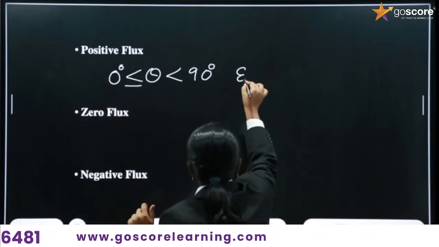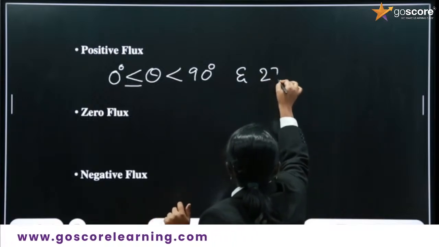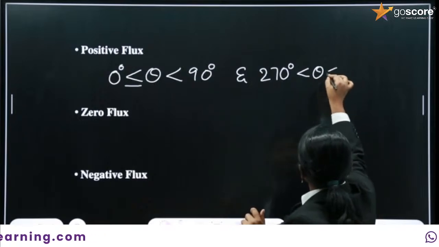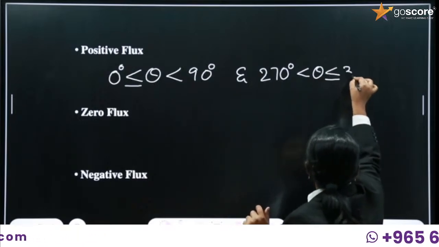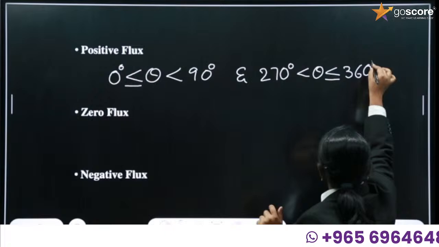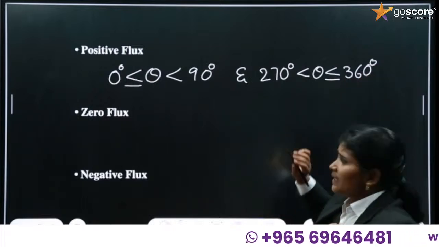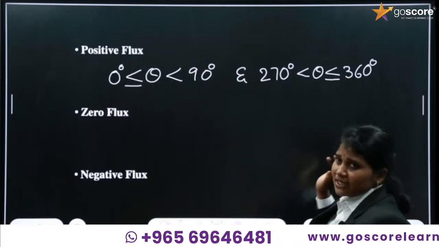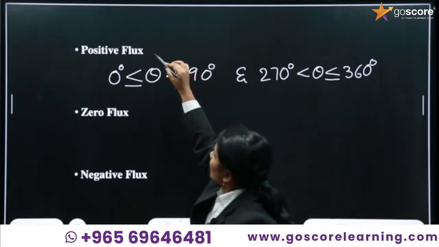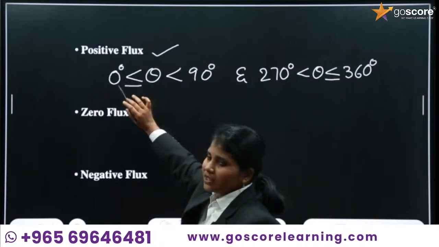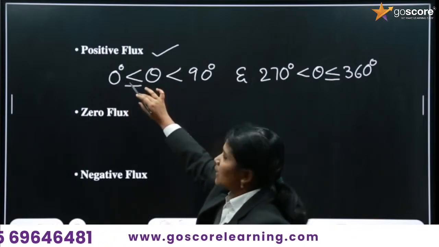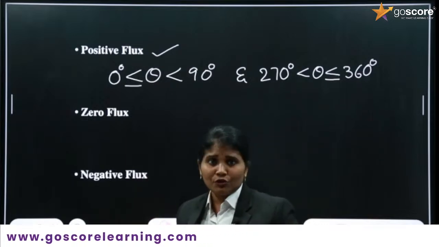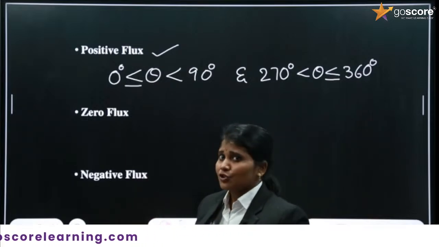And in another condition also, theta is greater than 270 degrees and less than or equal to 360 degrees, we are getting the positive flux. Already this one is proved. At 0 degrees we are getting BA, it is a positive flux.